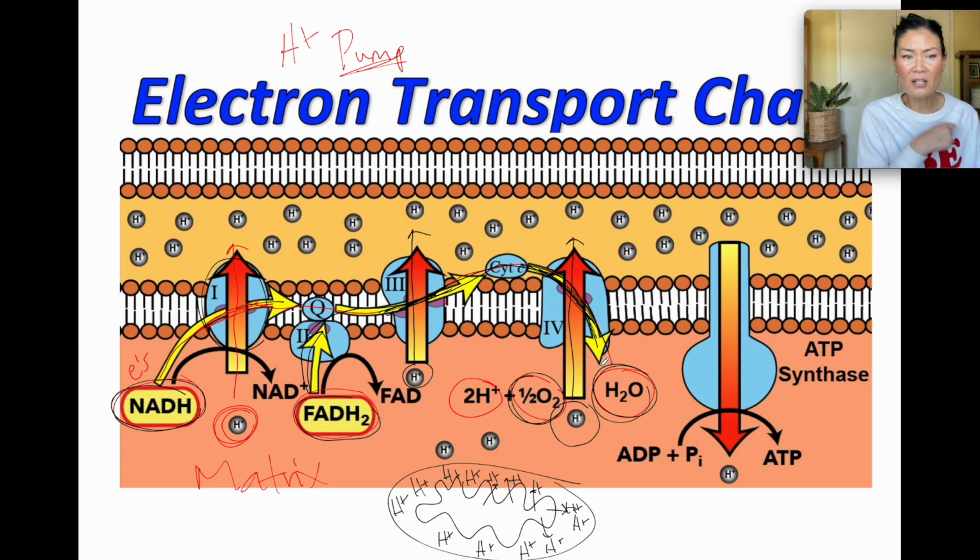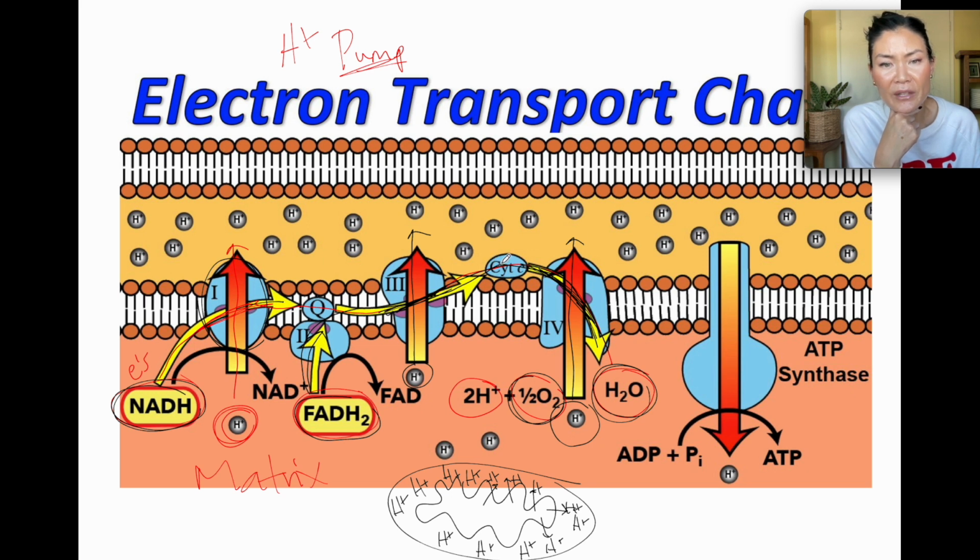So NADH is responsible for building up a higher concentration gradient because the electrons from it go through three proton pumps, but the electrons from FADH2 only go through 2 proton pumps, okay? But they're both equally very important because they're going to help build up this concentration gradient, okay?